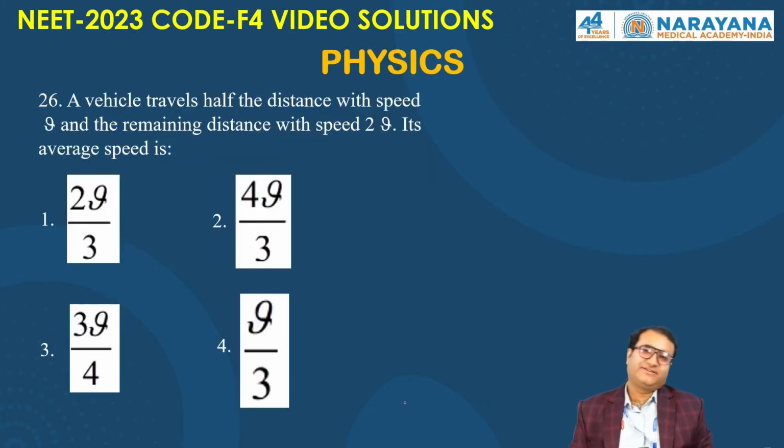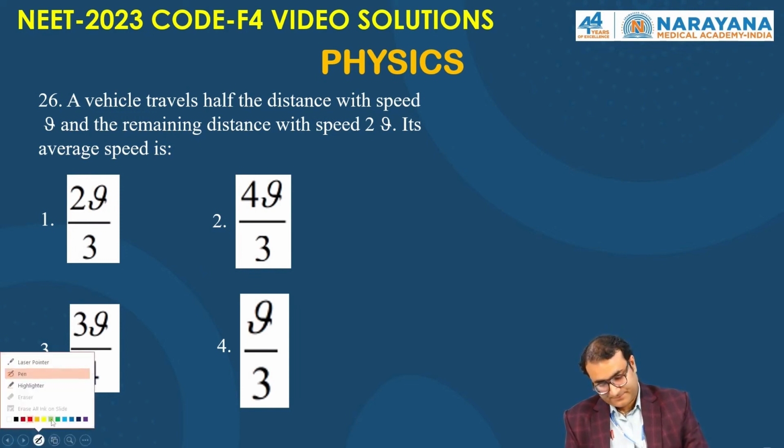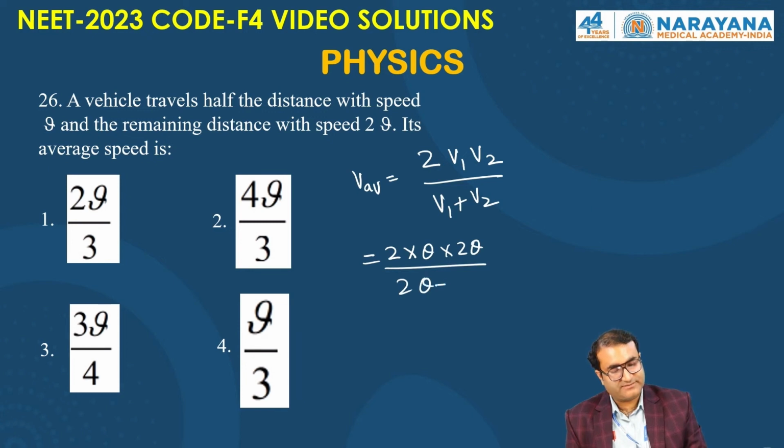Okay. Now question number 26 I am going to solve. A vehicle travels half the distance with speed v. Remaining distance with speed 2v. Find its average speed. So we can use the direct formula here: twice of v1 v2 by v1 plus v2. This is the formula of average speed if an object is traveling the first half of the distance with speed v1 and the next half of the distance of the journey with speed v2. So it is 2 into v into 2v divided by 2v plus v, or you can write v plus 2v, one and the same thing. So for this question number 26, second option is correct.